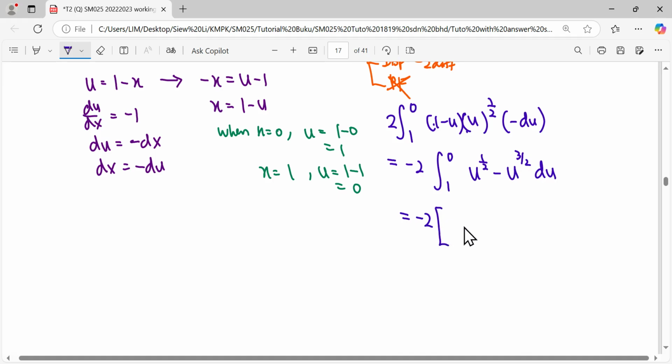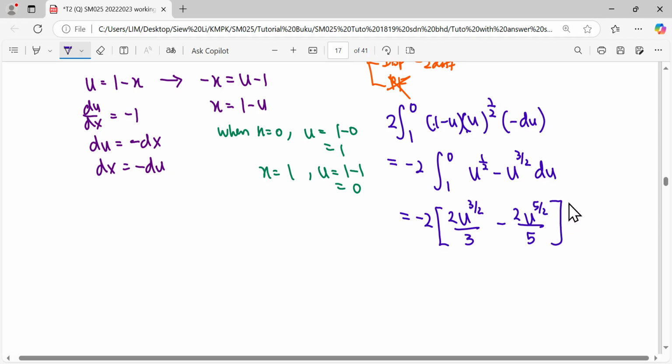Then we can start to integrate. Power plus 1 gives 3 over 2, over 3, then flip up our 2. Then minus again, power plus 1 gives 5 over 2, over new power 5. Then over again 2, it will be inverse, so 2 will be the coefficient at the numerator.